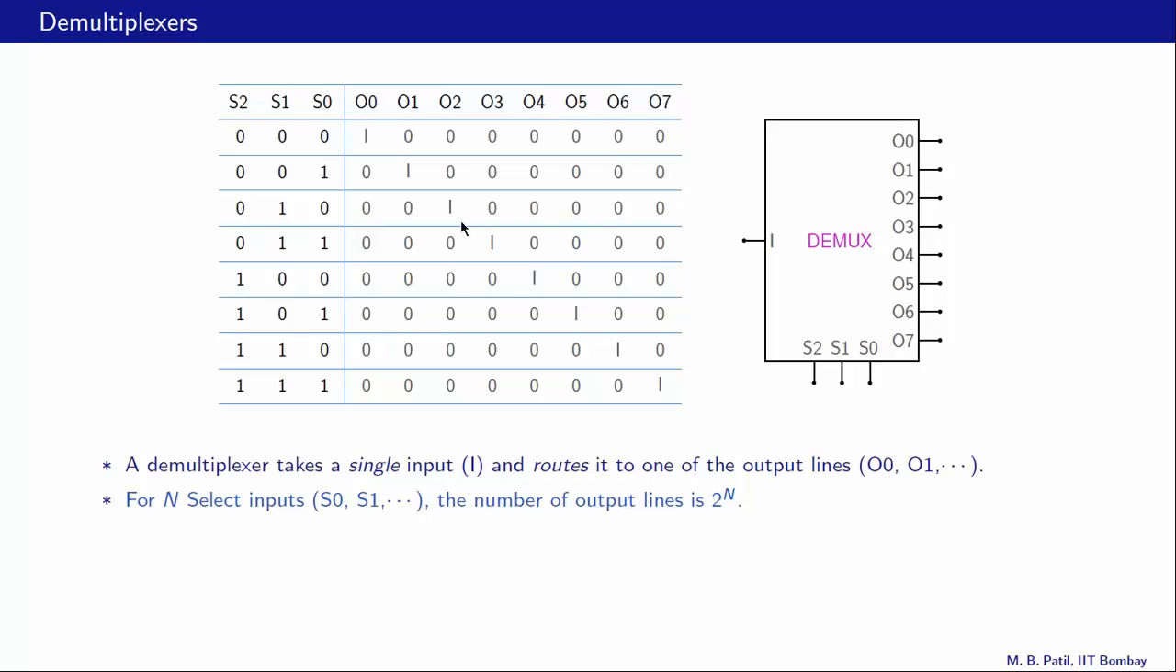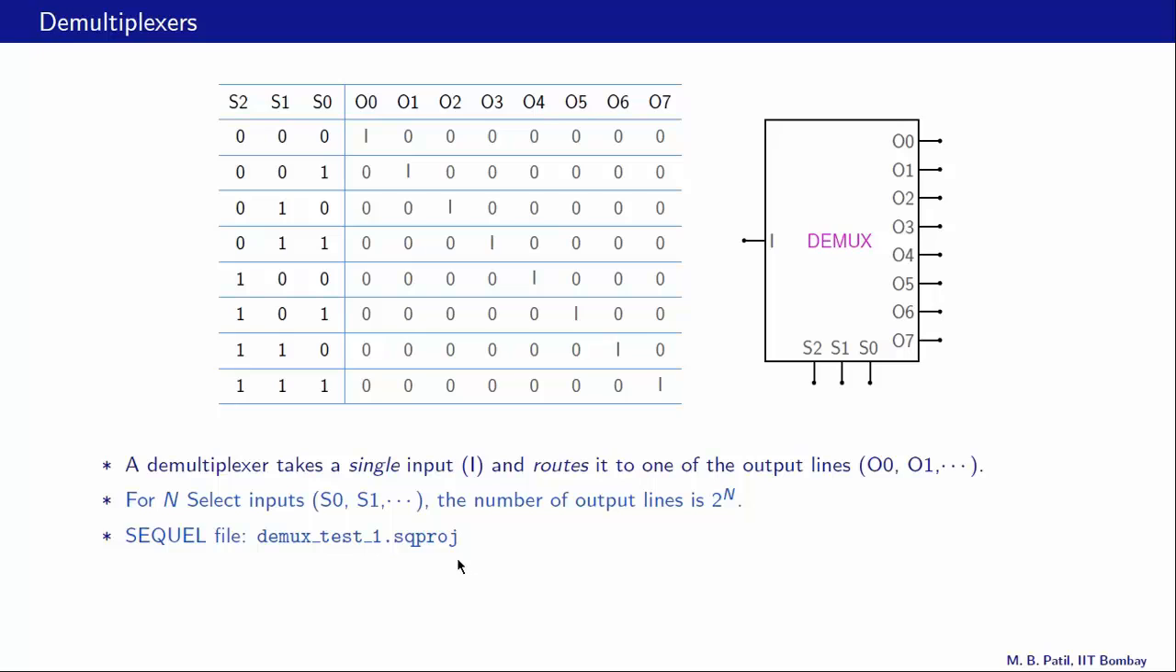Let's take some other example, say this one. So S2, S1, S0 is 0, 1, 1 here. 0, 1, 1 is decimal 3. So the output line O3 becomes equal to I and all other lines are 0. So this I gets routed to O3 and so on.